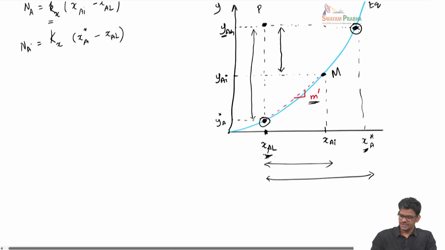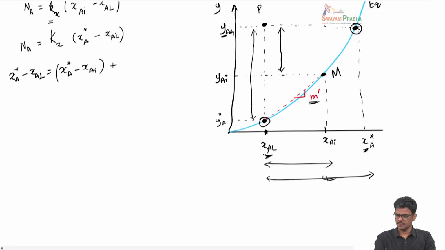And we can also see in this case that XA star minus XAL is the overall driving force given by this particular line, can be decomposed into two parts, XA star minus XAI plus XAI minus XAL.